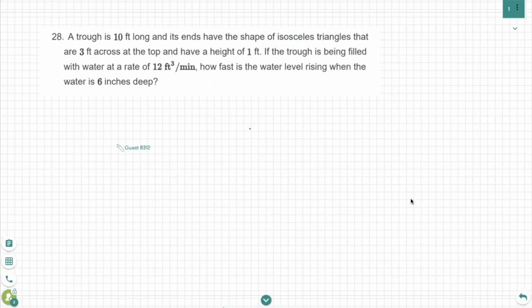The cross section, I guess it would look like this. Sort of. Okay. Our length is 10 feet, our width is 3 feet, our height is 1 foot. Let's see here. Our dV over dt is 12 cubic feet per minute.